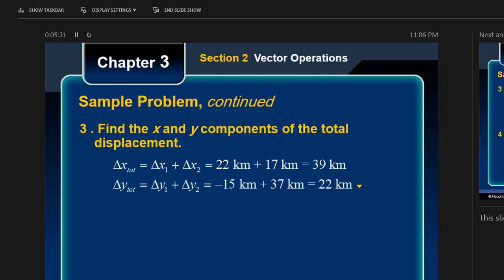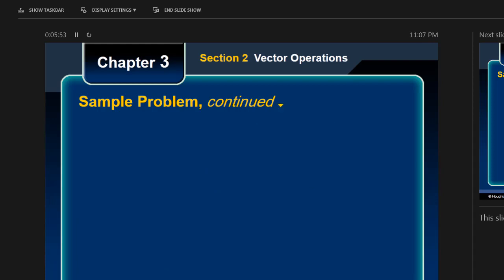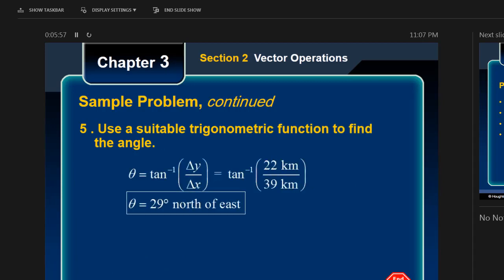As you can see here, once you get delta x total and delta y total, remember the first law for the total displacement. The total displacement, which is d, is equal to the root of delta x total squared plus delta y total squared. And from that you get d, and you can also get theta, which is tan negative 1 of delta y over delta x. It's going to be 29 degrees. When it's 29 degrees, that means it is opposite to clockwise, or counterclockwise.